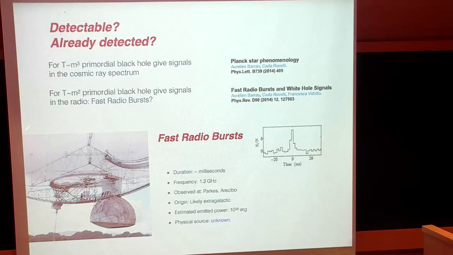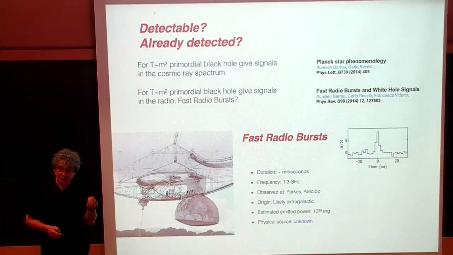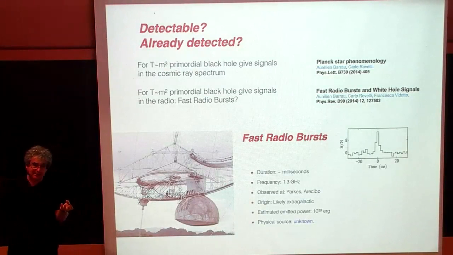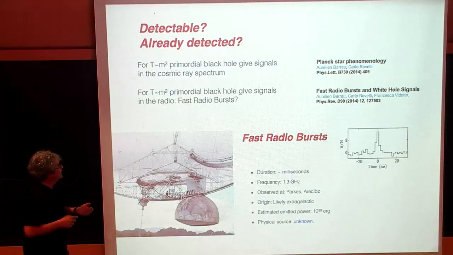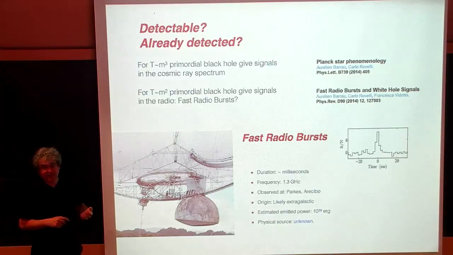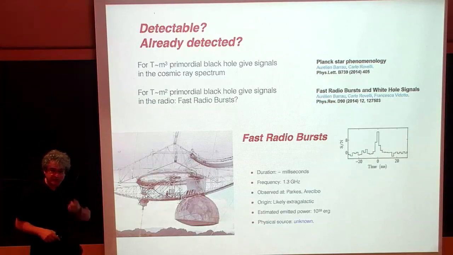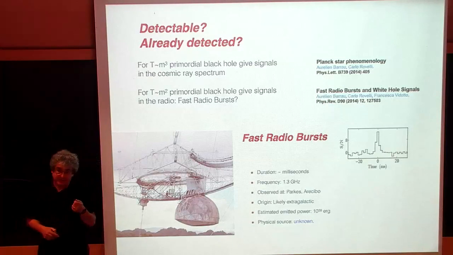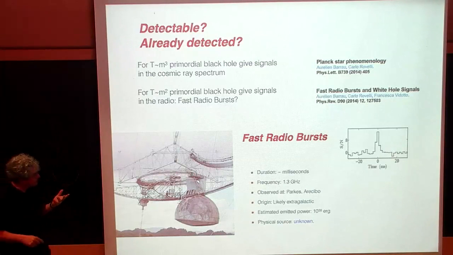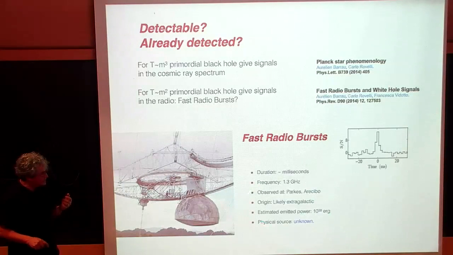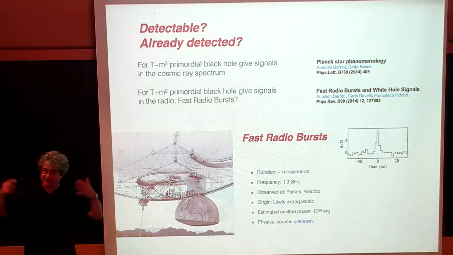But even more interesting, if T is m squared, which is by far my preferred scenario, it's a simple calculation. The exploding black hole today is in the centimeters. You wouldn't believe it, but if you take Planck numbers and Hubble time, you get centimeters. Centimeters means in the radio. And there happen to be signals called fast radio bursts, which are very strong impulsive signals in the radio, around 20 centimeters, which the astronomers are very puzzled by. They are extragalactic, their sources are unknown.